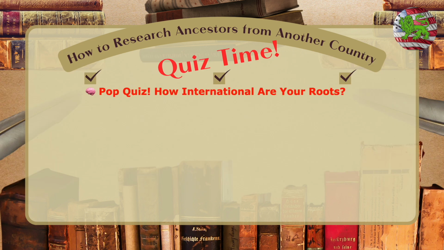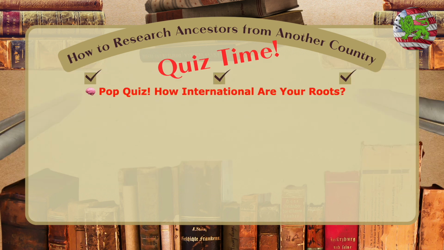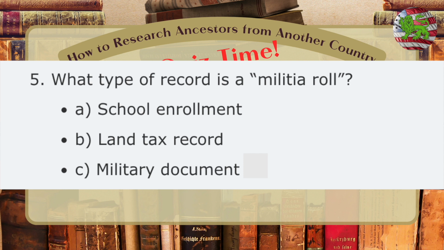This is number 4. The word Hochzeit in German means A, burial, B, birth, or C, marriage. Hochzeit in German means marriage. If you got that right, yay! Hochzeit means marriage.